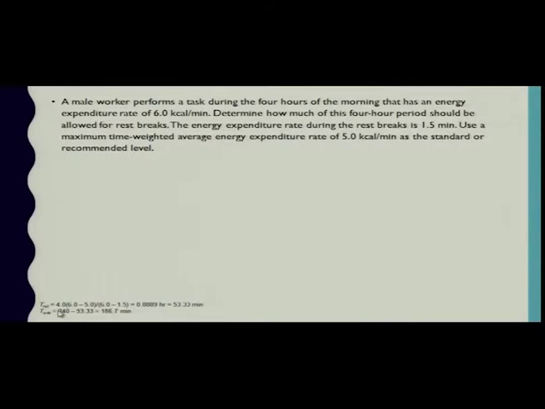So another question that is for you to solve: a male worker performs a task during the 4 hours of the morning, and that has an energy expenditure rate of 6 kilocalorie per minute. Determine how much of this 4-hour period should be allowed for rest breaks, and the energy expenditure rate during the rest breaks is 1.5 kilocalorie per minute. Use a maximum time weighted average energy expenditure rate of 5 kilocalorie per minute as the standard or recommended level.